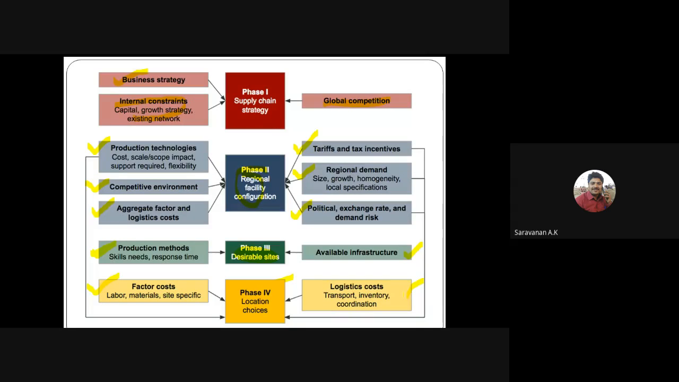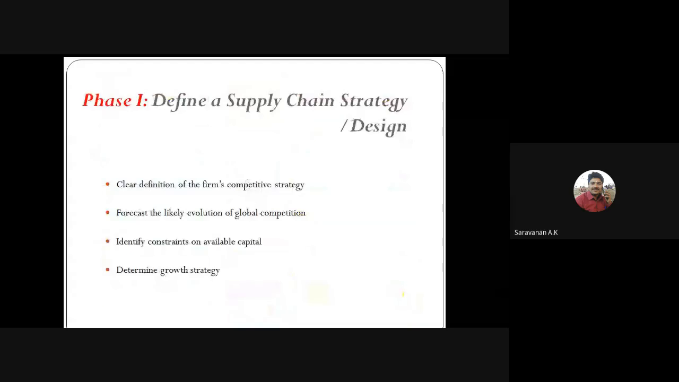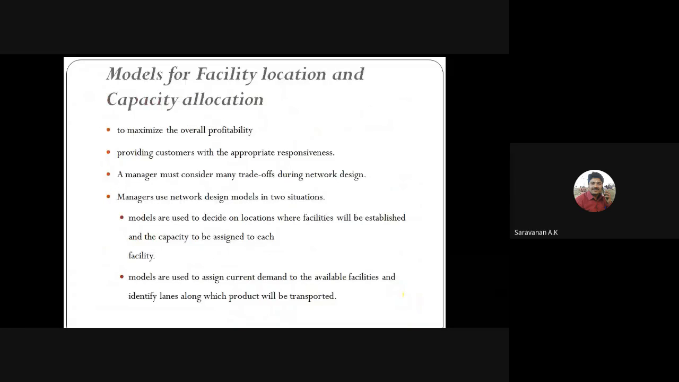Now in this class we are going to see the models for the facility locations and the capacity allocations. These two are the important design decisions. Among the four design decisions, the facility location, capacity allocation, market supply and demand, and the role of the facility, the facility location and the capacity allocation are the more important ones.